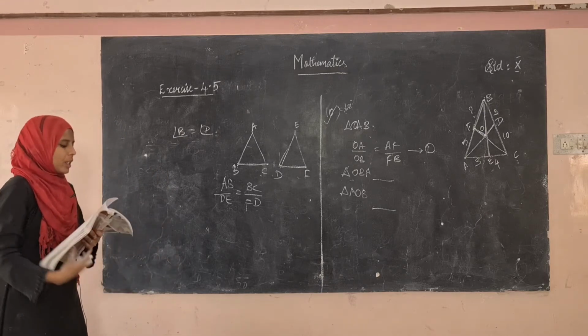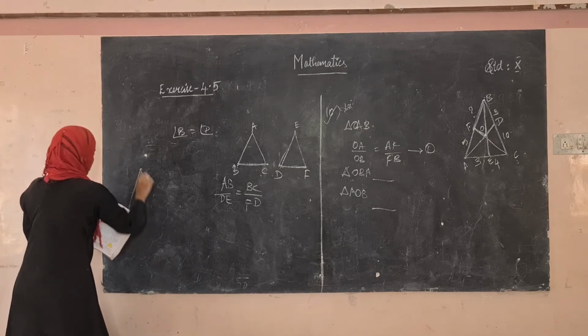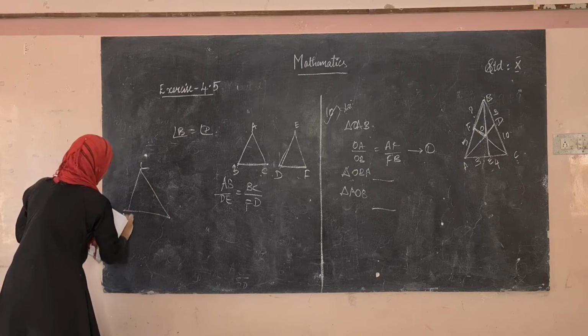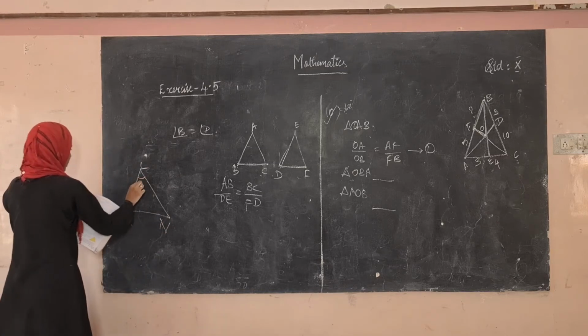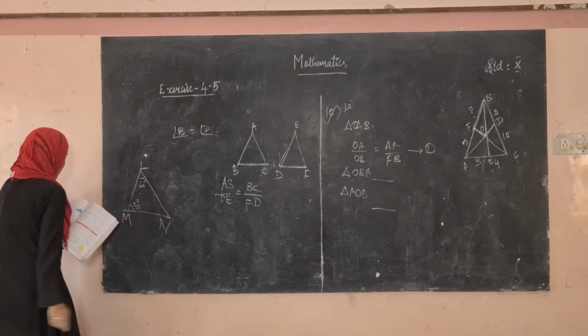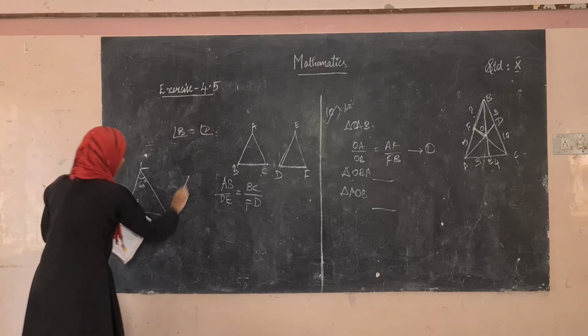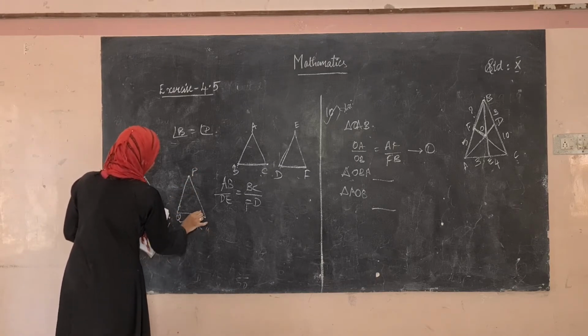See the second sum. In triangle LMN, angle L is equal to 60 degrees and angle M is equal to 50 degrees. If triangle LMN and triangle PQR are similar, what is the angle of R?